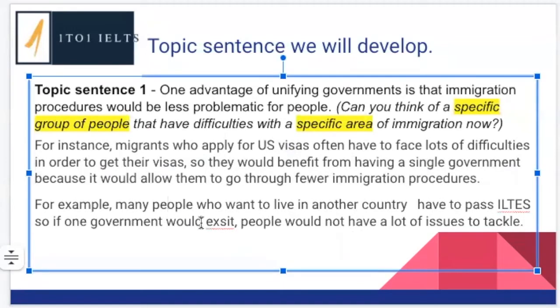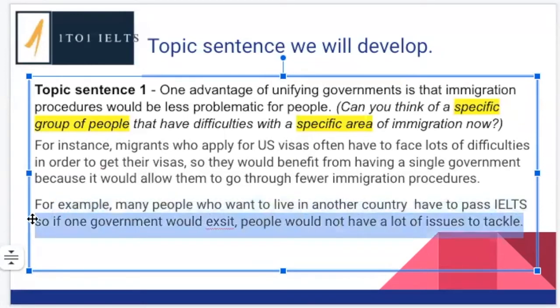So, for example, many people who want to live in another country have to pass IELTS. So if one government would exist, people would not have to have a lot of issues to tackle. So here we've got a conditional. So when we write conditionals, where do we put the modal verb? In the if clause or in the other clause?